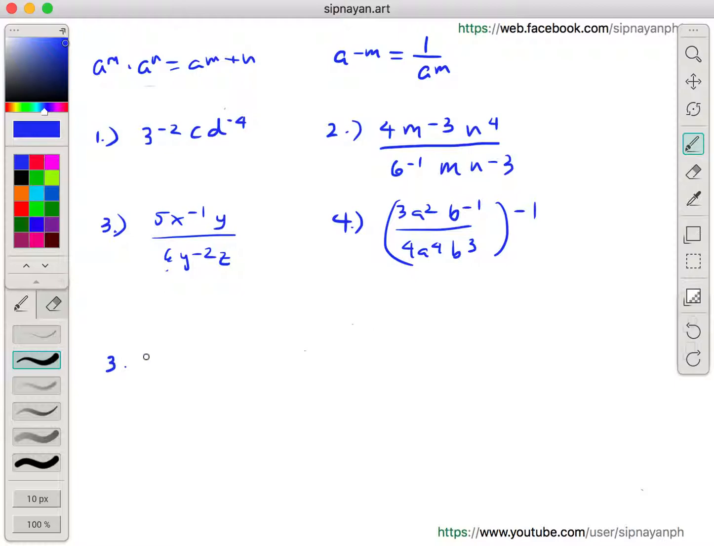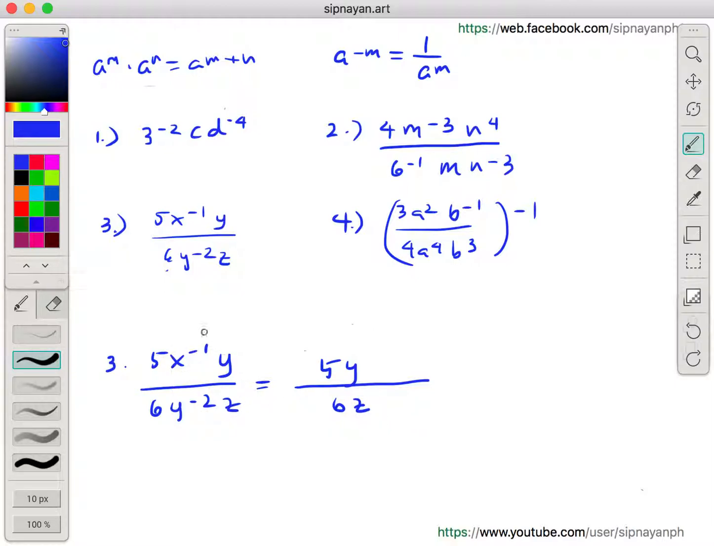Number 3. 5x to the negative 1 and then y over 6y to the negative 2 z. Again, let's leave the ones without exponent or with negative exponent for now. Let's write the positive exponents first. We have 5y. The negative one is x to the negative 1, and this other negative is y to the negative 2. So, 6z.